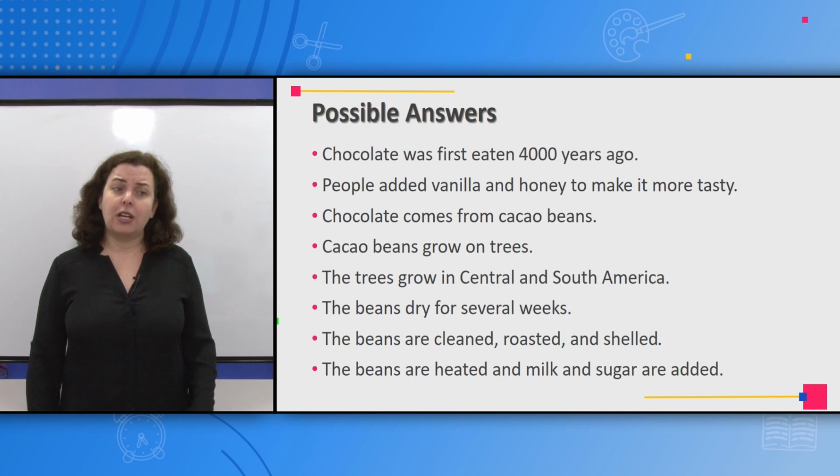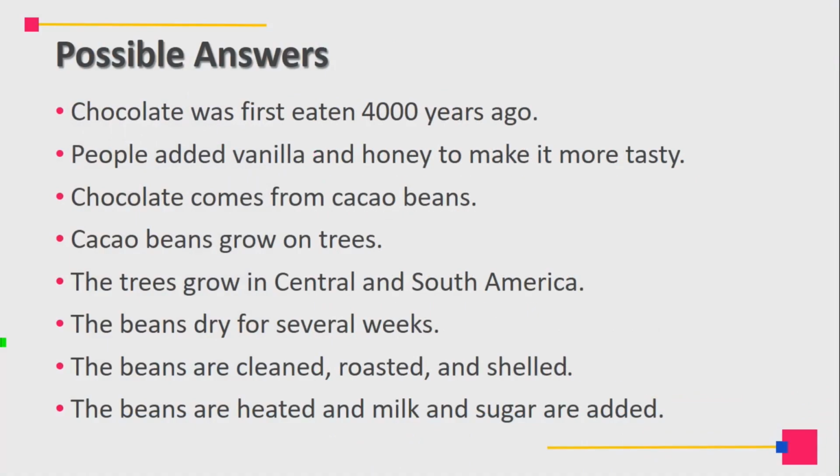First of all, I wrote, chocolate was first eaten or found 4,000 years ago. The second possible answer could be people added vanilla and honey to make it more tasty. Number 3, I thought of another possible answer is chocolate comes from the cocoa beans. Or cocoa beans grow on trees. These are facts again. The trees grow in Central and South America.